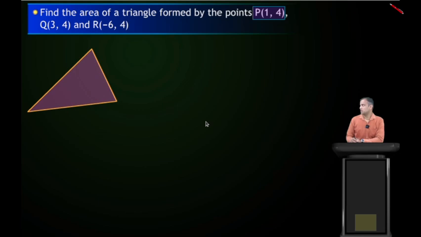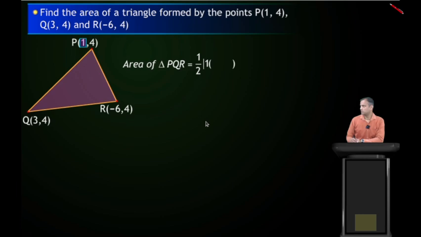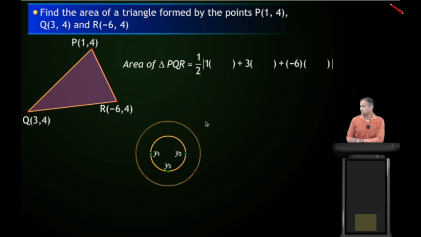Again, find the area of the triangle formed by the points. Again, the same process you have to follow. It is again x1, x2, x3. x1 is 1, x2 is 3 and x3 is minus 6. It is 4 minus 4. So what is y2? It is 4 minus 4.